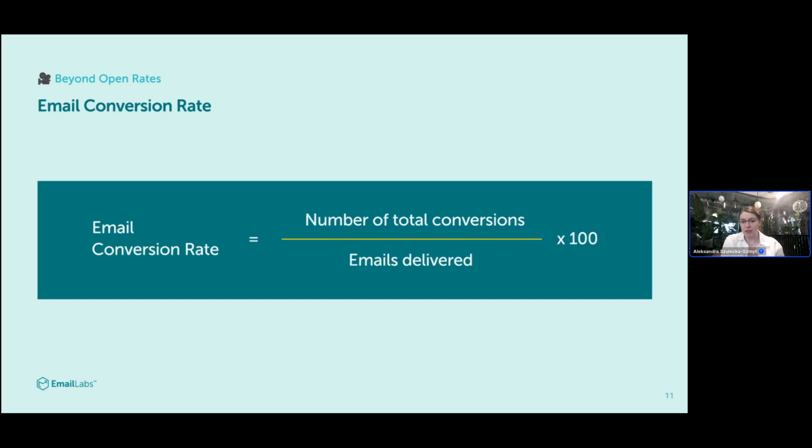The email conversion rate is another interesting metric. The conversion is totally up to you. You have to choose what action we are measuring in the situation. It can be, for example, your client, your recipient clicking on a specific call to action button in the email content. And the number of total conversions must be divided by the emails delivered, so the emails that received an OK status, and multiplied by 100, and then we get the percentage rate.